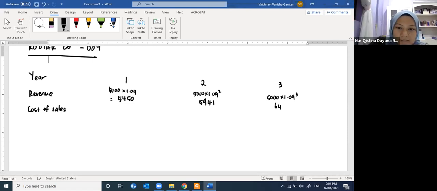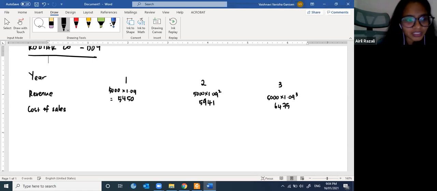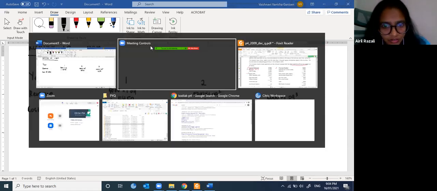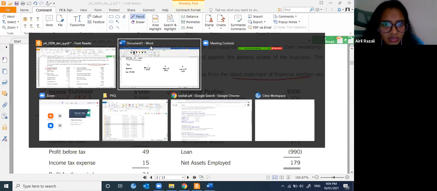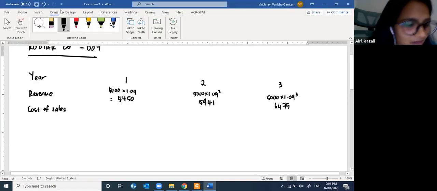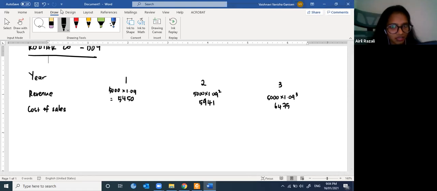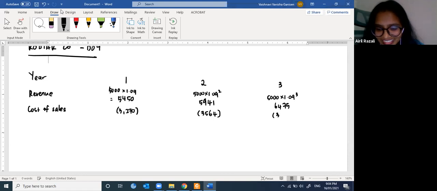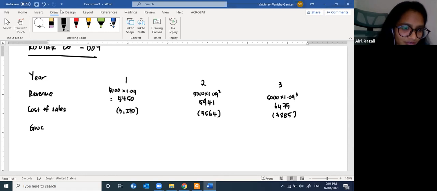6475. Okay. Now your cost of sales, you can do the same thing. Let me just go and check what's my cost of sales. 3,000 increased by 9% also. So I'm just going to write the answer because someone was kind enough to bring my calculator for me. This is 3270. Correct me if I'm wrong. 3564. 3885. Okay, so I get gross profit.